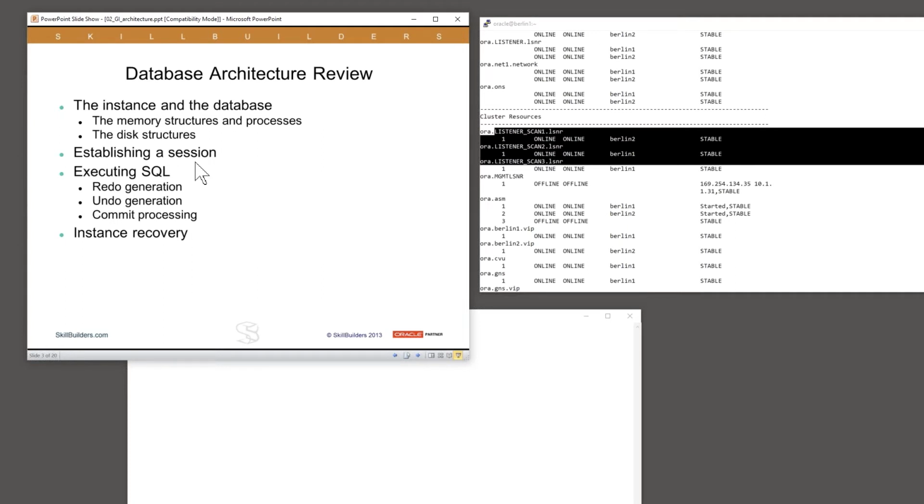We need to understand how sessions are established, the role of the listener for spawn and bequeath of server processes, how sessions actually get established, because it's a bit more complicated in a clustered environment. We also need full understanding of what happens when you execute SQL. How server processes locate blocks on disk, copy them into buffer cache.